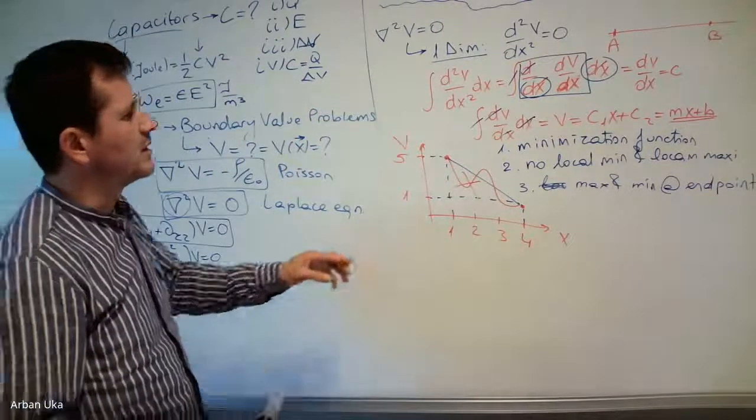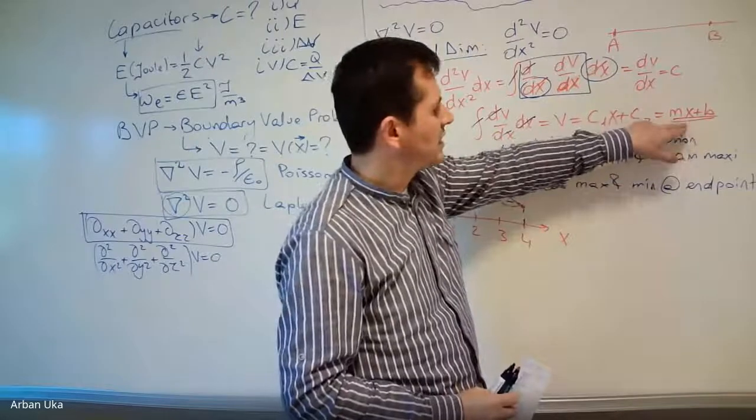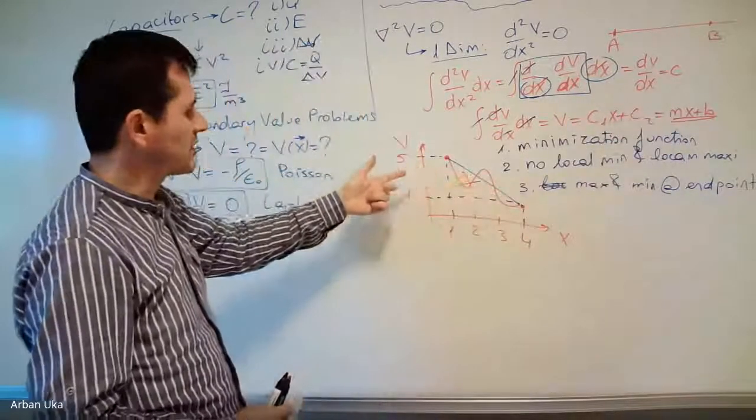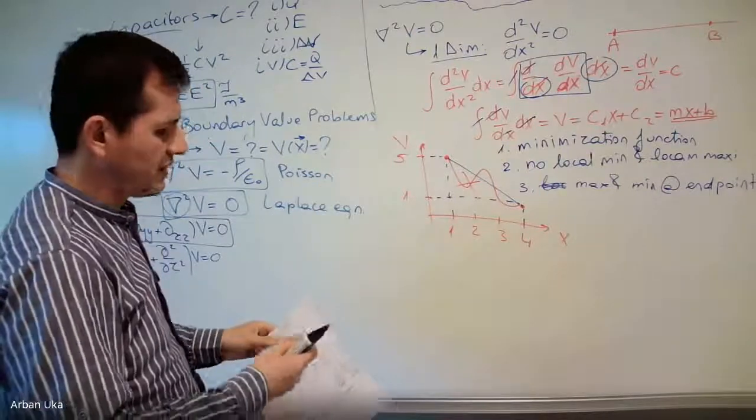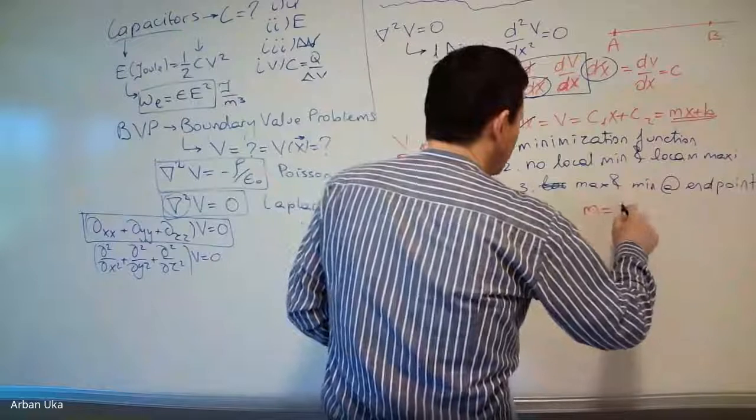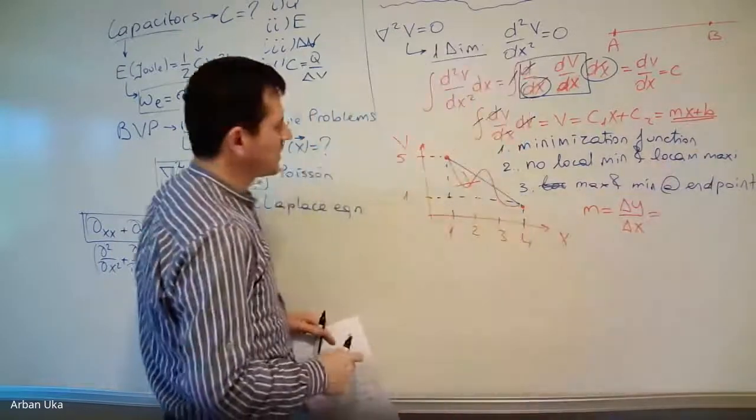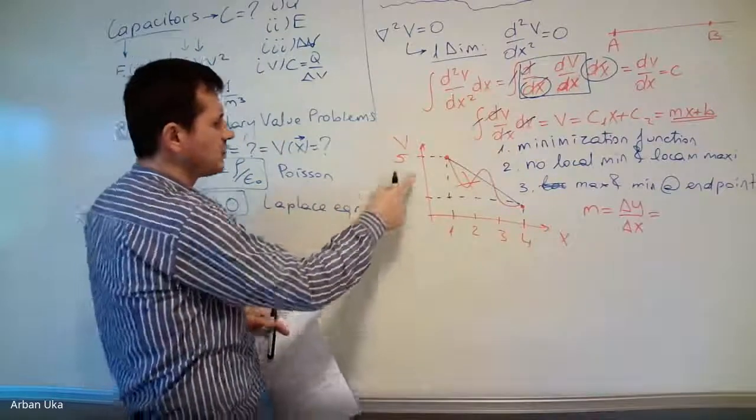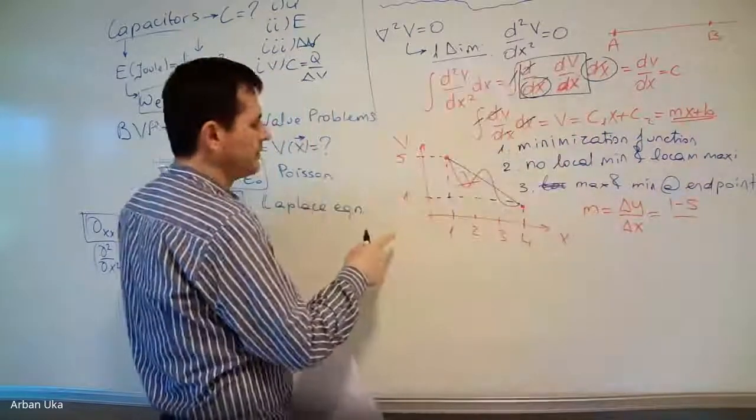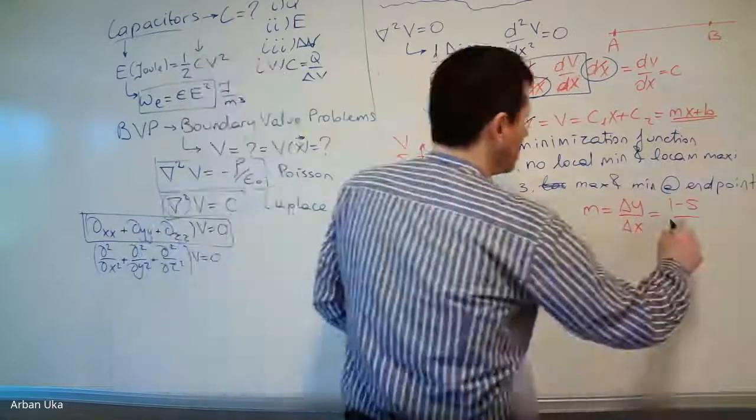It is also obvious that the solution is going to be a straight line, where m is the slope. What is m in this case? We can try to identify this. m is going to be equal to delta y over delta x. What is delta y? It is 1 minus 5, over 4 minus 1.